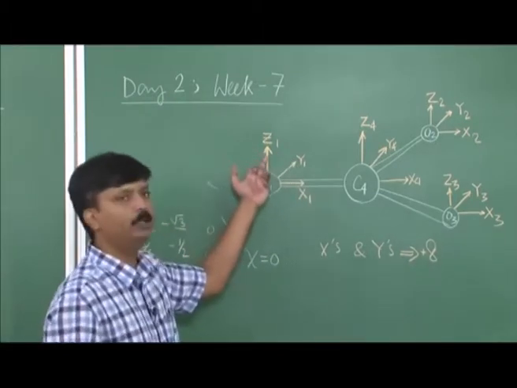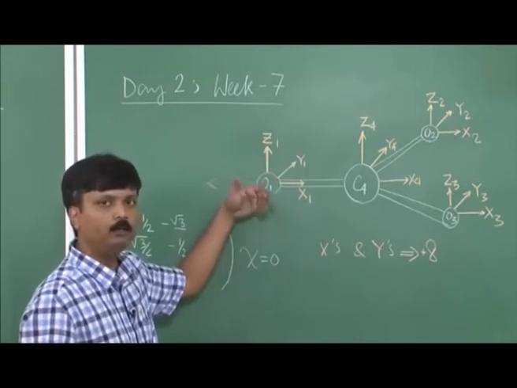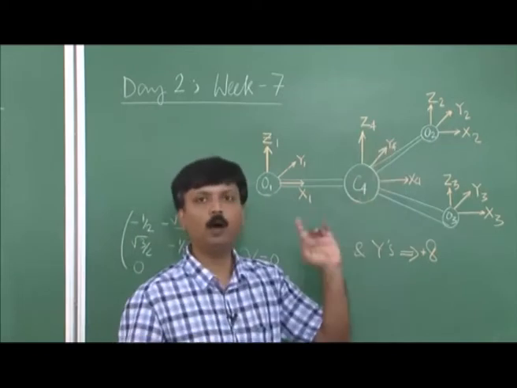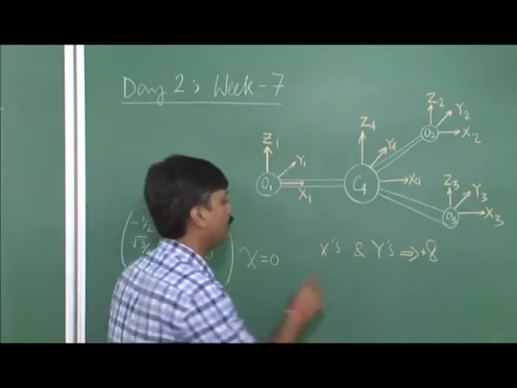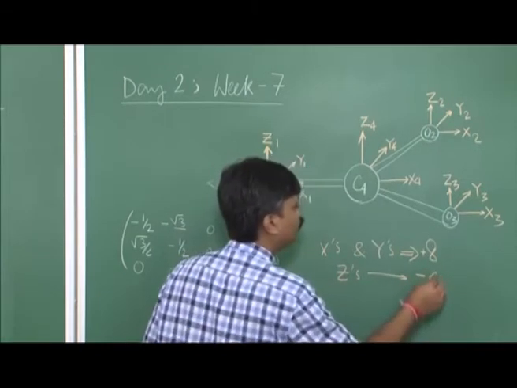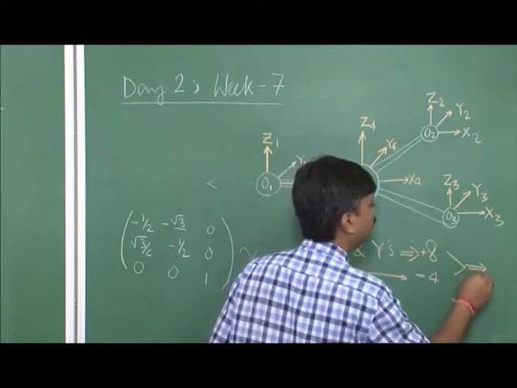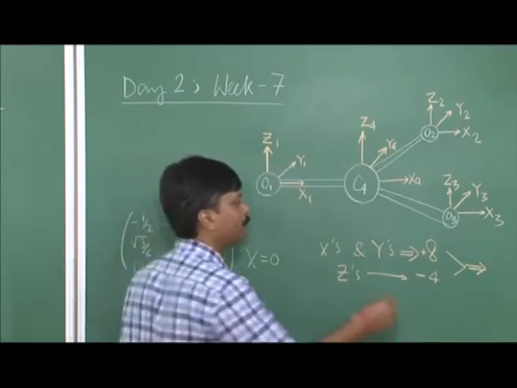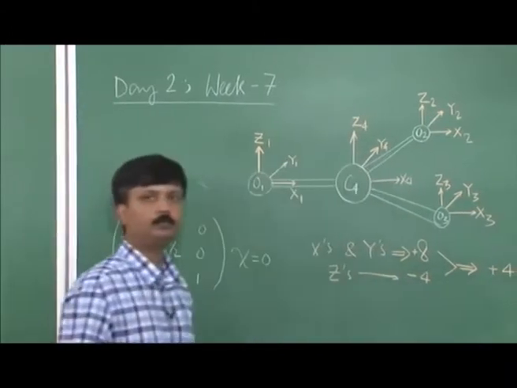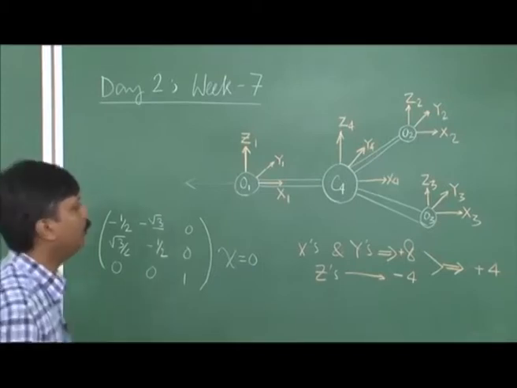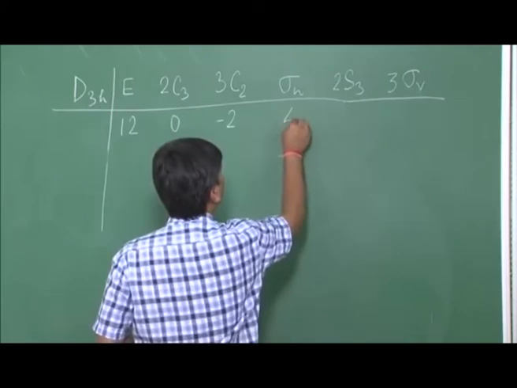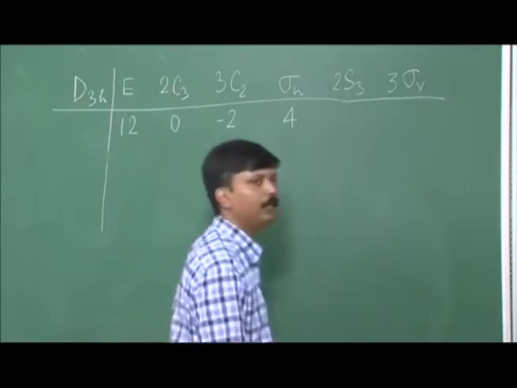While the z, if you look at, it will be completely inverted. It will be reflected onto the negative z side. So all 4 will contribute minus 1 each. So therefore I have a contribution from z's to be minus 4. So the resultant of this is going to be plus 4, correct. So you have this one to be plus 4.